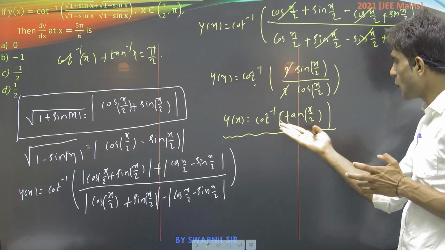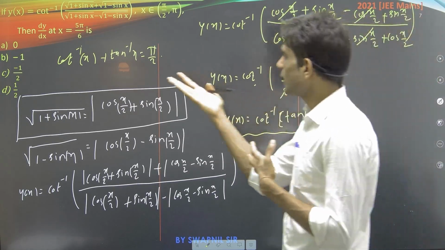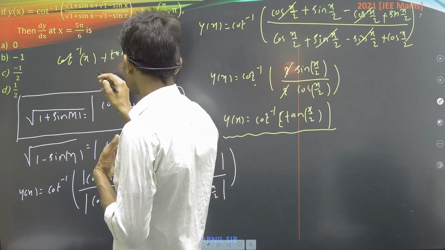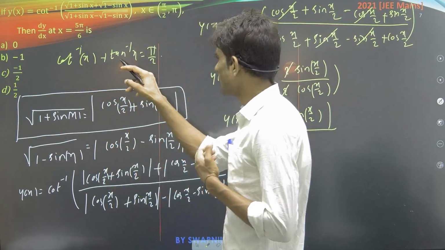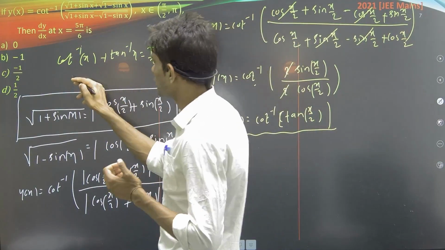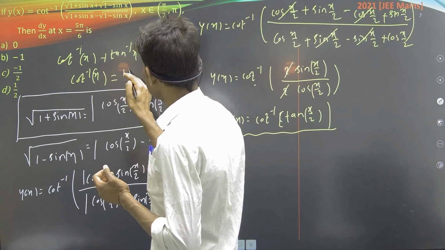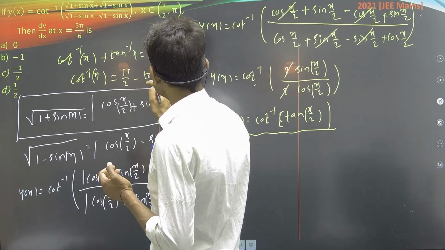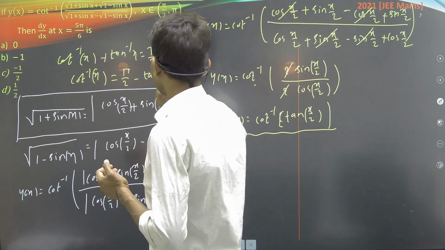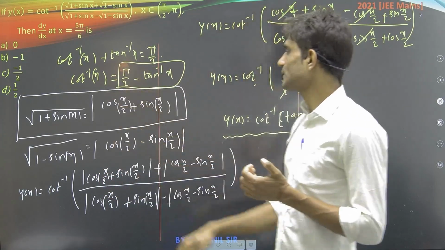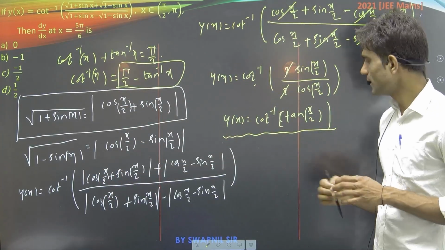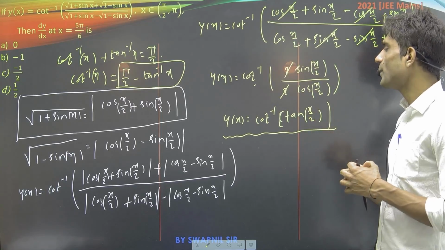So we have given cot inverse of x, and we want to find the value for tan inverse of x. Then we write cot inverse of x, which is equal to pi by 2 minus tan inverse of x. So this is the value for cot inverse of x, and instead of x, we have tan of x by 2.